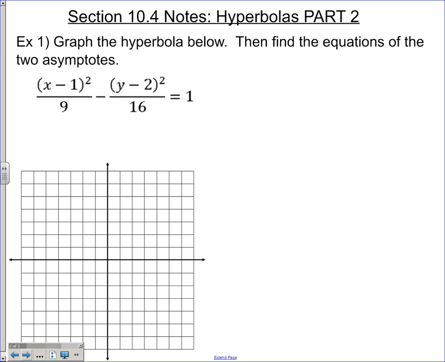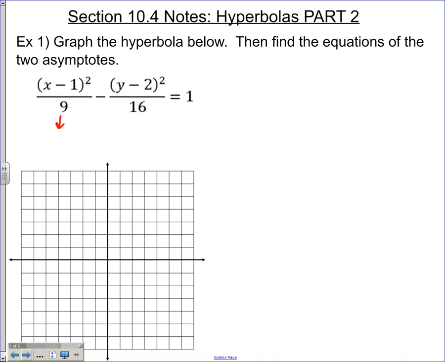We're asked to graph the hyperbola below, and then find the equations of the two asymptotes. They're straight lines, so we can use different methods of writing a straight line. In this case, we're going to use point-slope form. Let's go ahead and graph our hyperbola to start out.